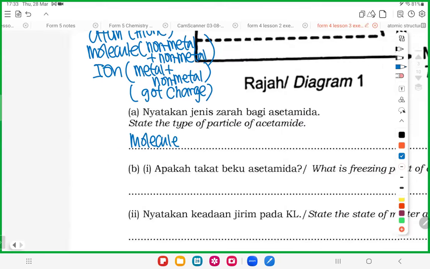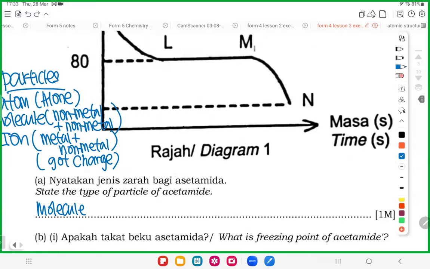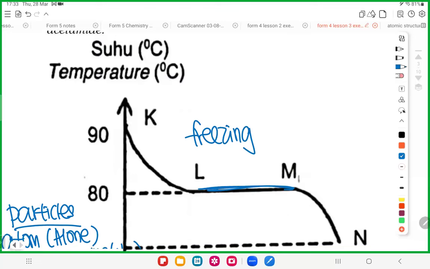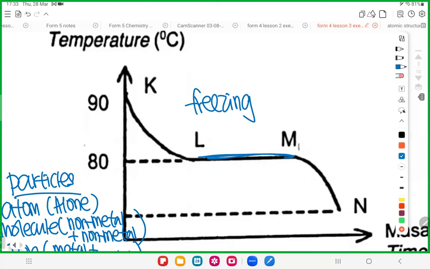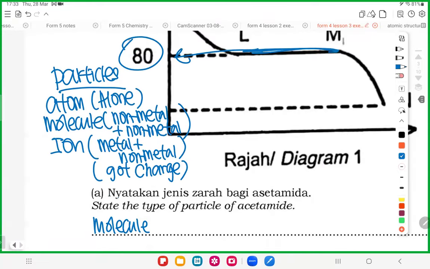What is the freezing point of acetamide? How do we find it? Let's look here. The freezing process happens here. What is the temperature for the freezing? 80.